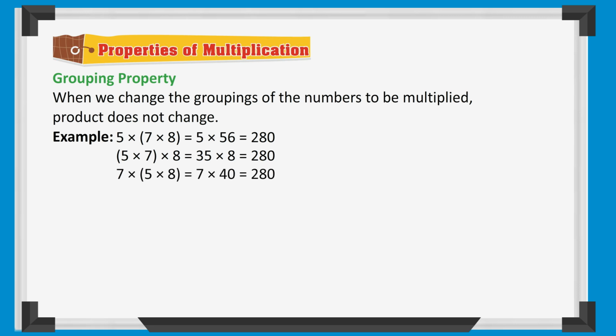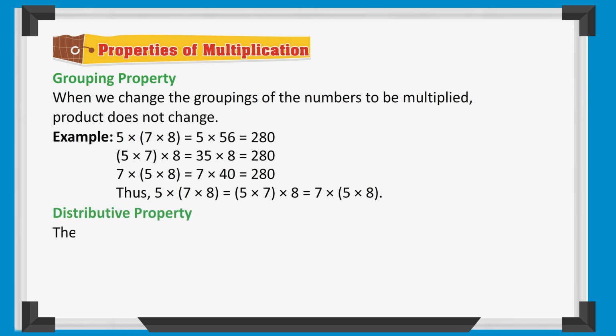5 times (7 times 8) equals 5 times 56 equals 280. 7 times (5 times 8) equals 7 times 40 equals 280. Thus, 5 times (7 times 8) equals (5 times 7) times 8 equals 7 times (5 times 8).